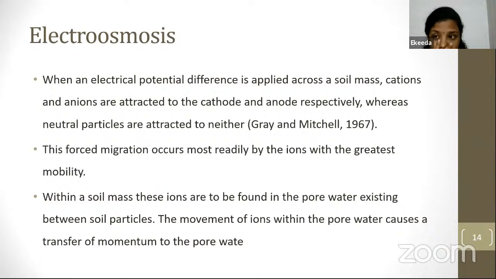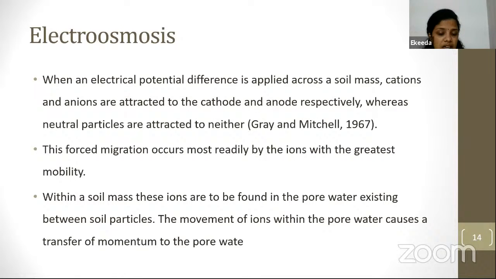So let's see how we can apply this. Electroosmosis is the method when an electrical potential difference is applied across a soil mass. That is, when we apply an electric current through the soil mass, cations and anions are attracted to the cathodes and anodes. So we are inserting a cathode and an anode inside the soil, like two rods. One will be the cathode and another will be the anode, and the electric current passes between these two, and the water inside the voids will split.